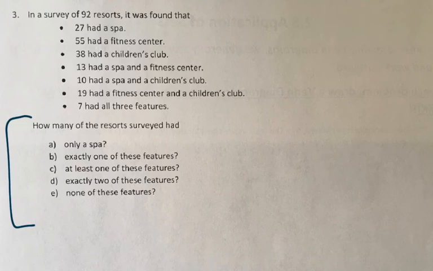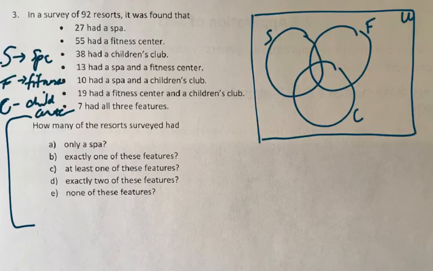We know that we're talking about resorts, so we're going to draw our Venn diagram, and we're going to label our sets S for spa, F for fitness center, and C for child care center, child club, okay? So we have our three sets, and our hint told us that we should start with the intersection of the sets. So we have 7 had all 3 features. Okay, so in that middle section, the one that's shared by all 3 of the sets, we place a 7.